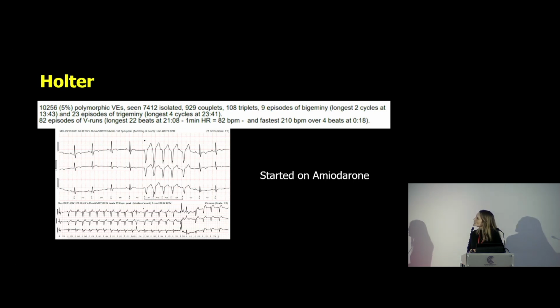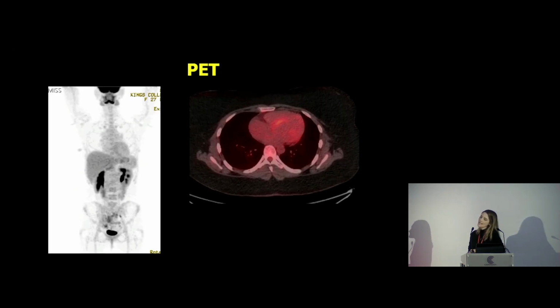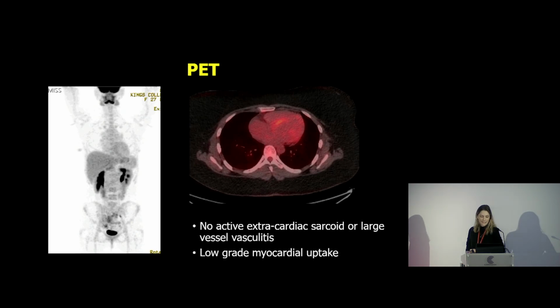She's started on amiodarone, and she has a PET at this point that shows no active extracardiac sarcoid or large vessel vasculitis. There is a low grade of myocardial uptake in keeping with the degree of inflammation.